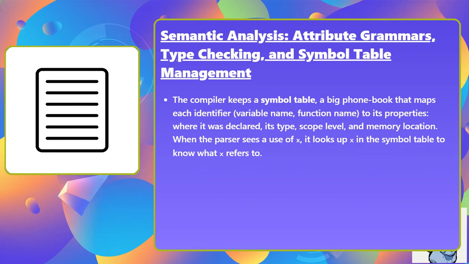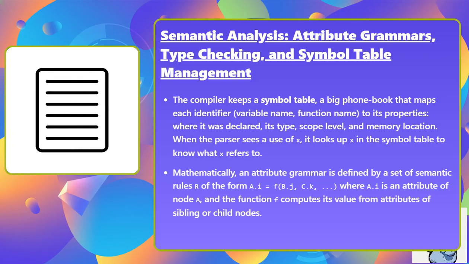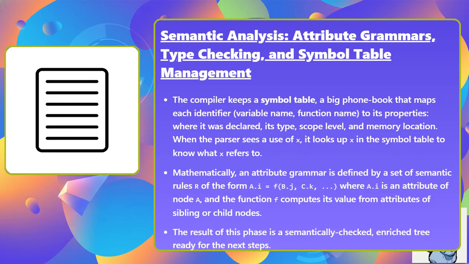The compiler keeps a symbol table, a big phone book that maps each identifier, variable name, function name, to its properties: where it was declared, its type, scope level, and memory location. When the parser sees a use of X, it looks up X in the symbol table to know what X refers to. Mathematically, an attribute grammar is defined by a set of semantic rules R of the form a.i equals f of b.j, c.k, where a.i is an attribute of node A, and the function f computes its value from attributes of sibling or child nodes. The result of this phase is a semantically checked enriched tree ready for the next steps.